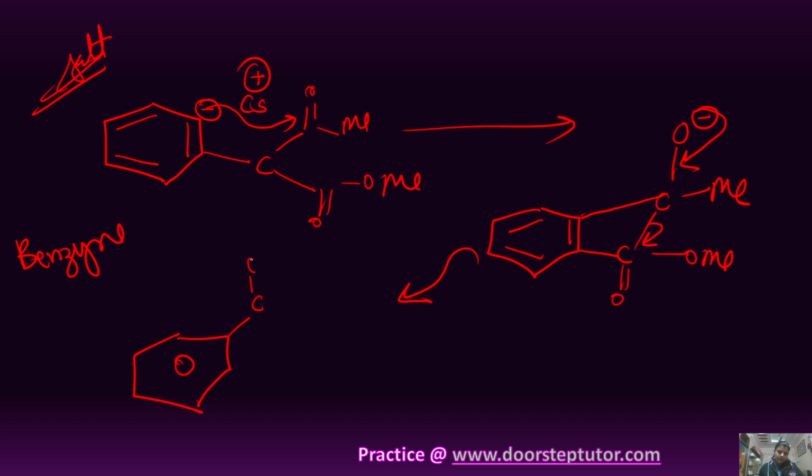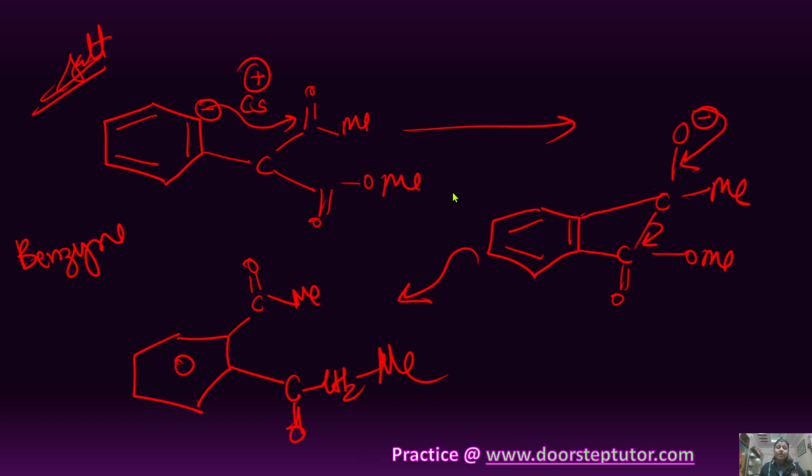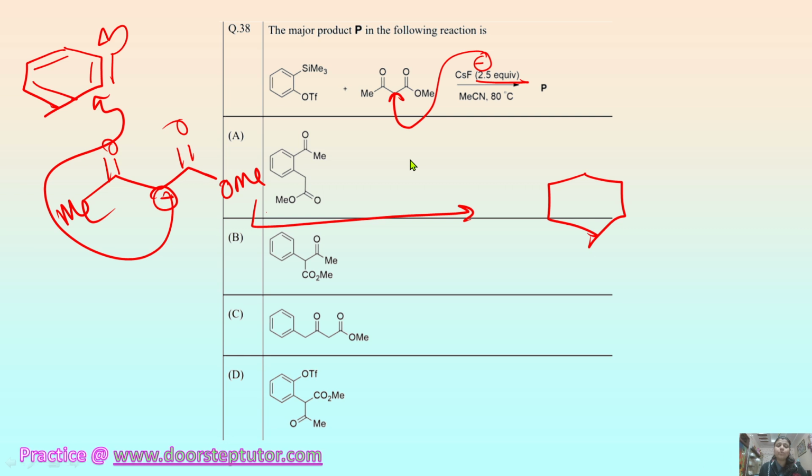On the benzene we have C double bond O Me, and here we have C double bond O CH2Me. So we have these types of products. This is the overall mechanism that you have to solve in the exam in a very short time, in 1 to 2 minutes.